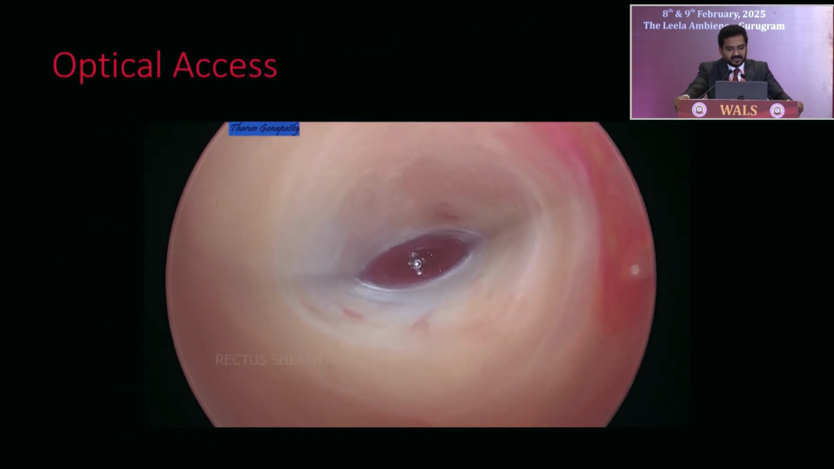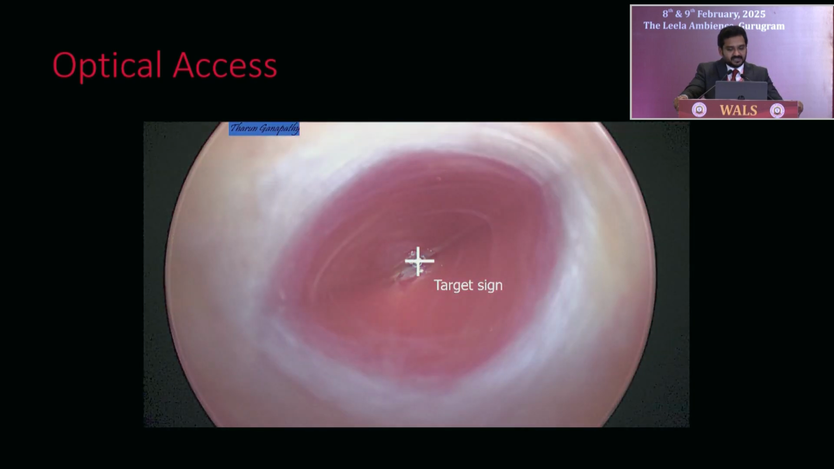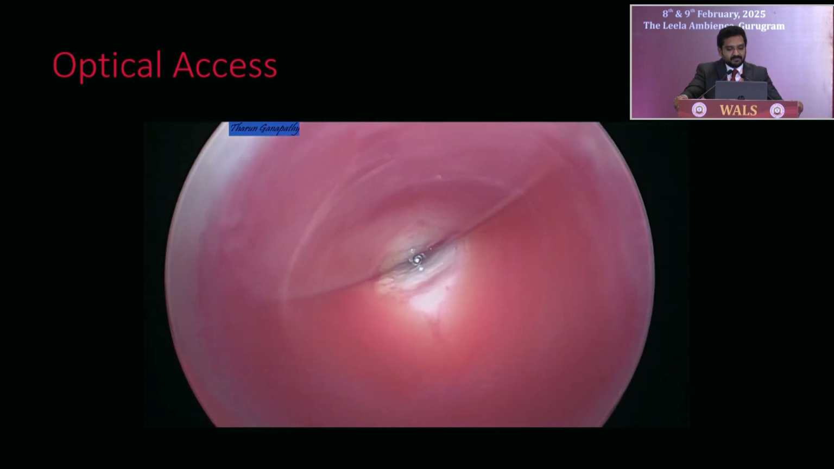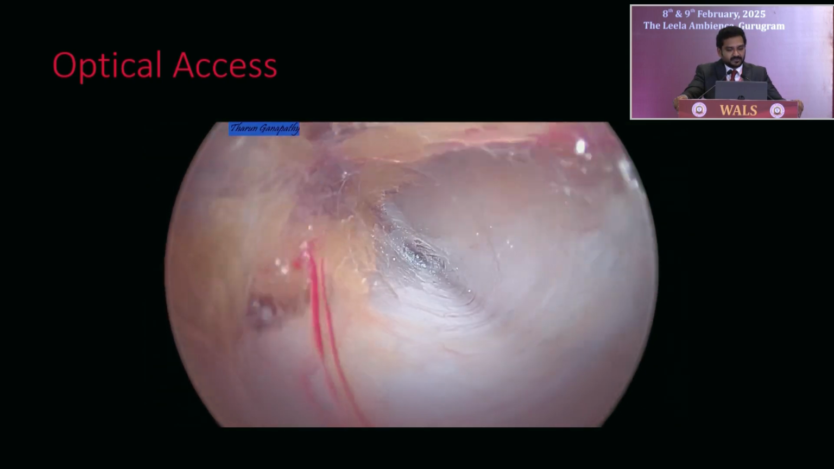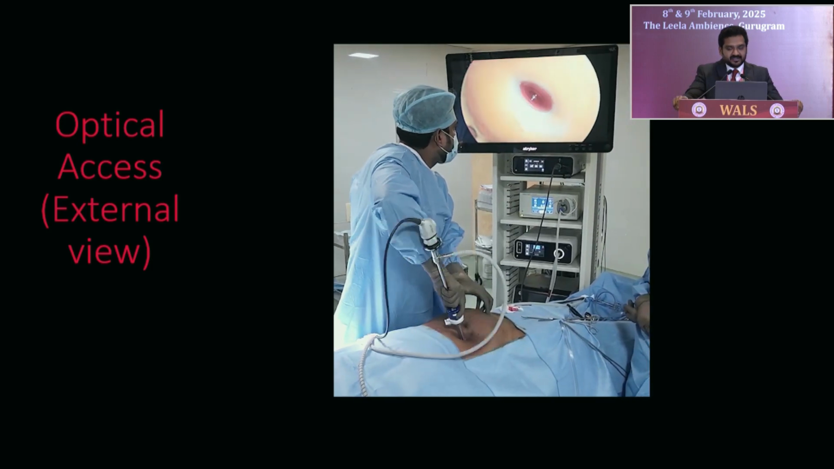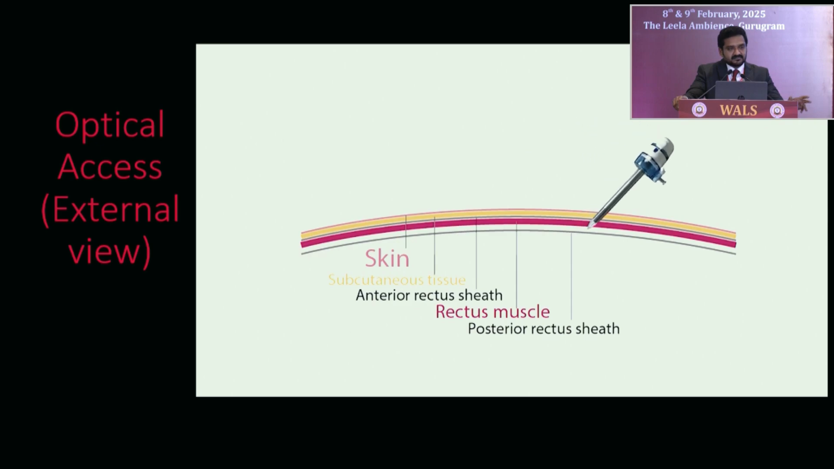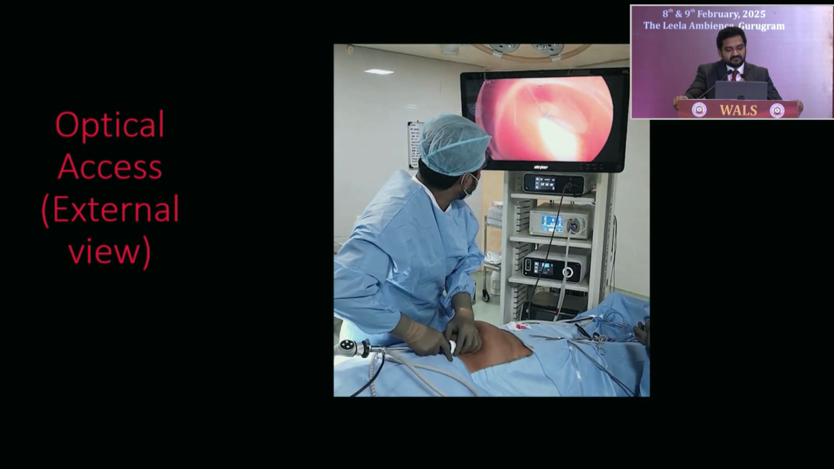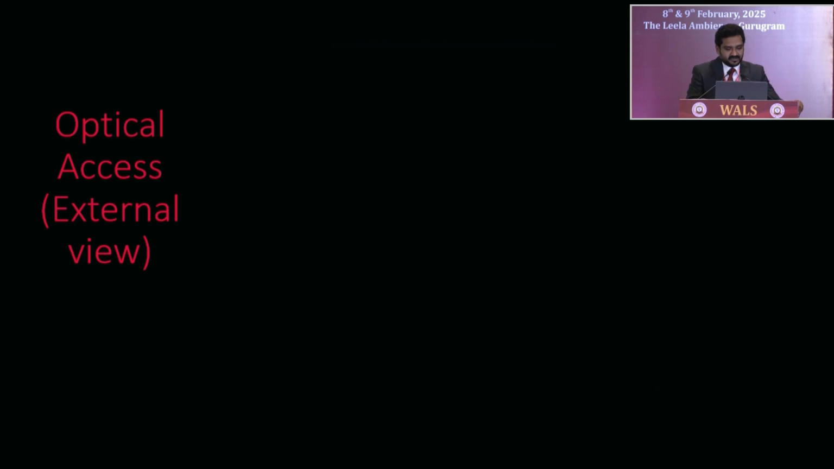This is an optical access. You can see once you see the posterior sheath, that's the target sign there, and immediately you have to angulate the telescope parallel to the anterior abdominal wall. This is the same optical axis in an external view. See, you can change the axis once the target sign, and you can change the direction parallel to the anterior abdominal wall, and you can connect the gas tube.